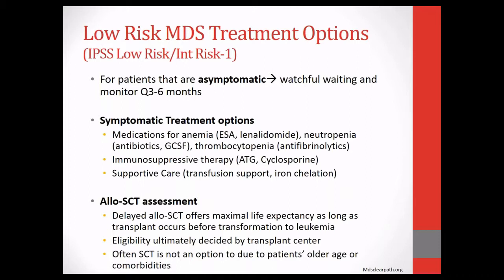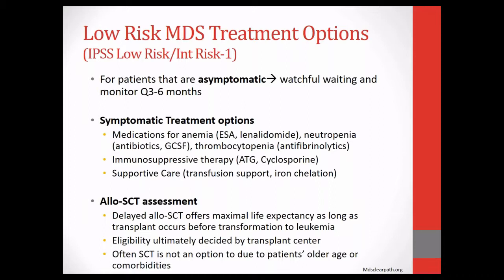So looking at low-risk MDS treatment options, for a low-risk or intermediate risk 1, the goal of treatment is to minimize the cytopenias, help to maintain their quality of life, as well as to prevent morbidity and mortality from red blood cell transfusions and iron overload. For patients that are asymptomatic, we would be doing watchful waiting and monitoring every 3 to 6 months, assessing their clinical history, signs and symptoms of infection or bleeding or anemia, doing a CBC, blood smear, and other blood work such as biochemistry, ferritin, and transferrin saturations.